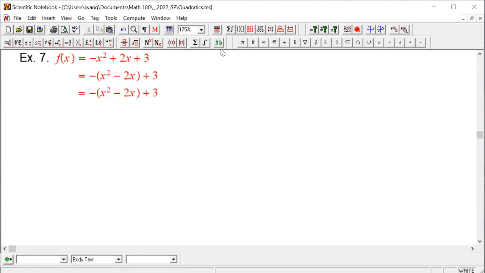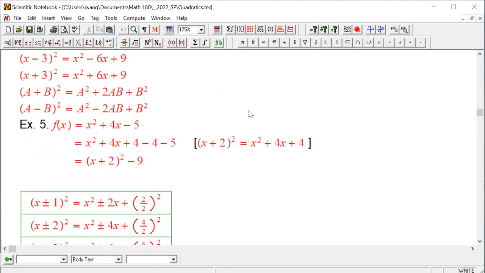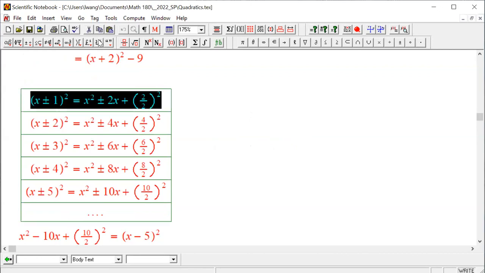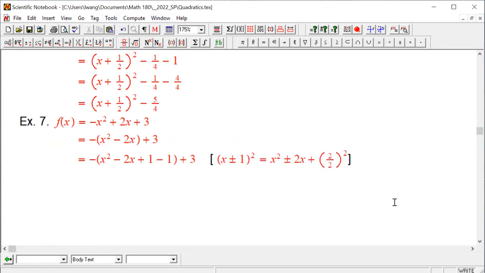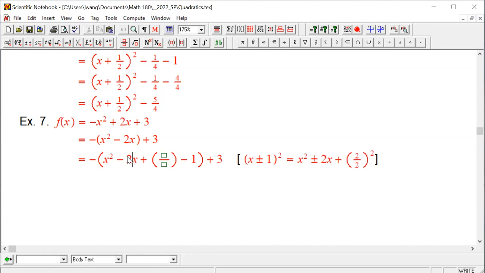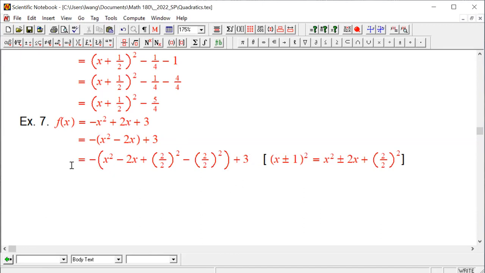You already know what to do, right? So it's just plus 1 minus 1. This will be very much relying on the familiarity over here. You can use the familiarity. If you're not familiar, you just take the 2 here, divide by 2 and square it. And you do the same thing for the number you're subtracting.